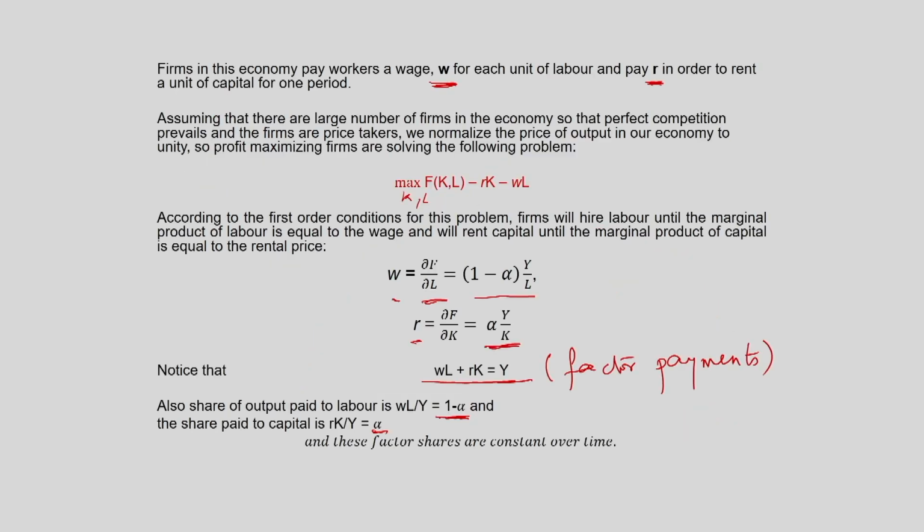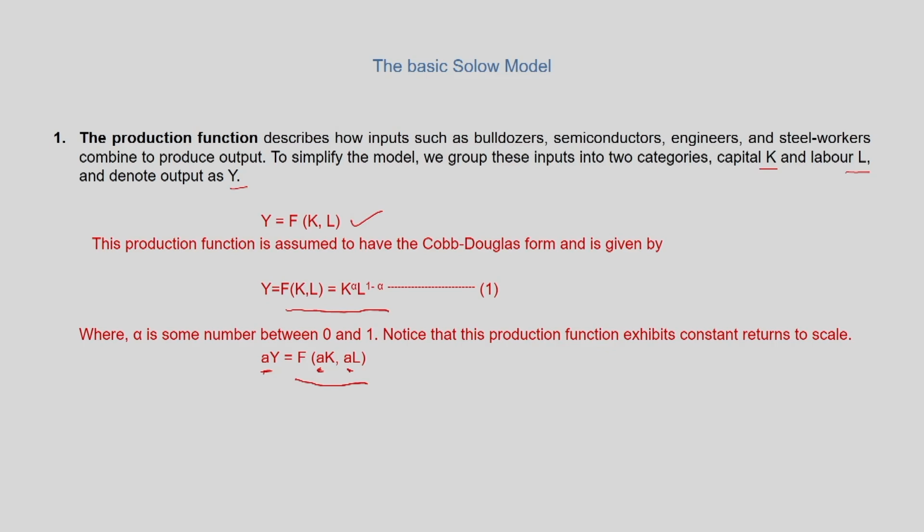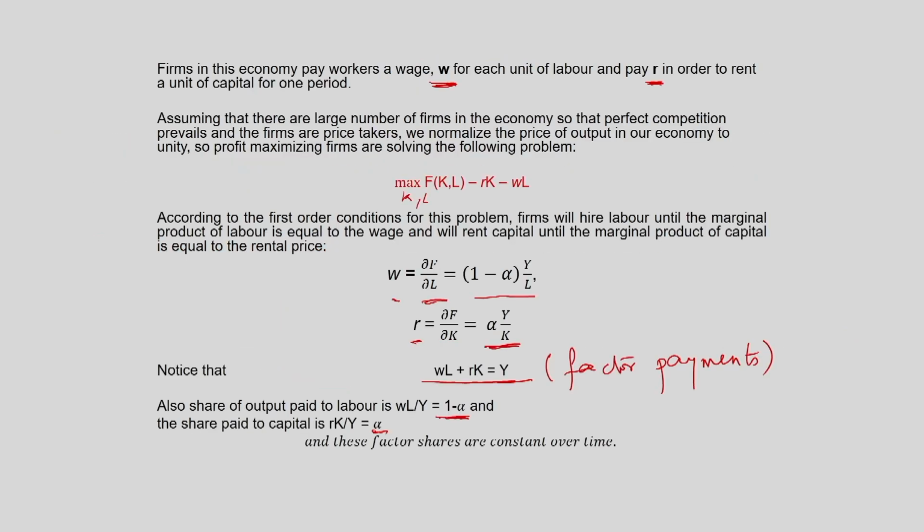Let us just summarize it once again. We began with a simplified production function. It takes the Cobb-Douglas form, exhibiting constant returns to scale. The firms are price takers, so we have normalized the price of output in our economy to unity, and the firms are maximizing profits. So they are solving this problem, maximizing this function given the endowments of capital and labor.